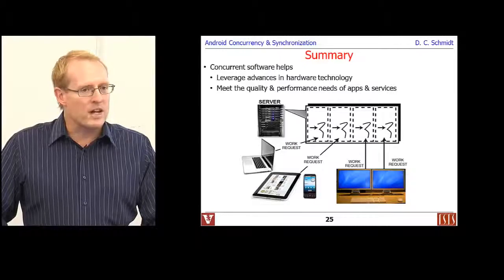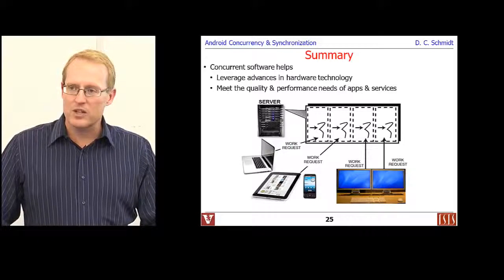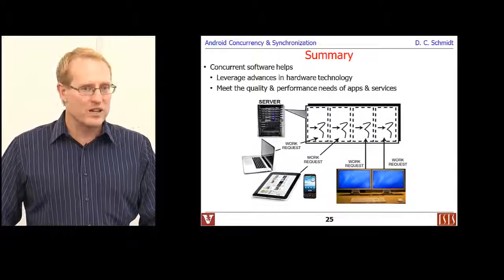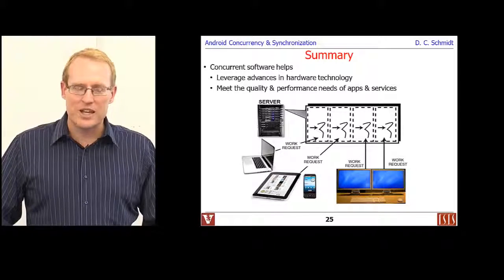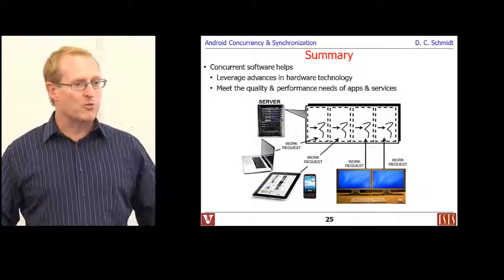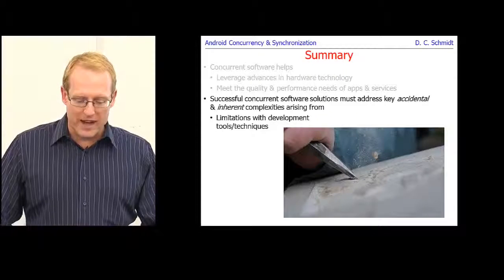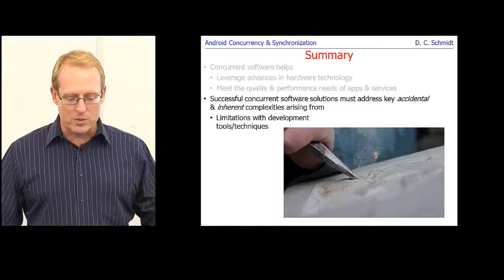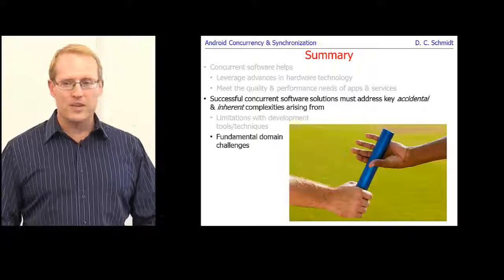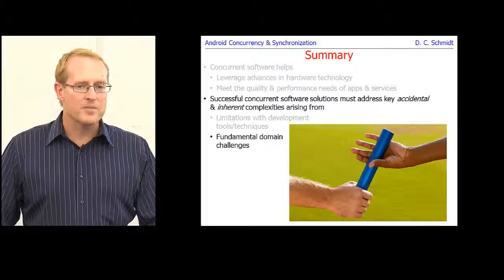Okay, so to summarize this discussion, concurrent software helps to leverage advances in hardware technology. We've got all this hardware, we might as well find a way to take advantage of it. And of course, the reason for doing this ultimately is to get better performance, either better real performance or better perceived performance. And we have to be able to deal with the fact that some of the complexities we run into have to do with limitations from the tools that we use. They're too primitive.